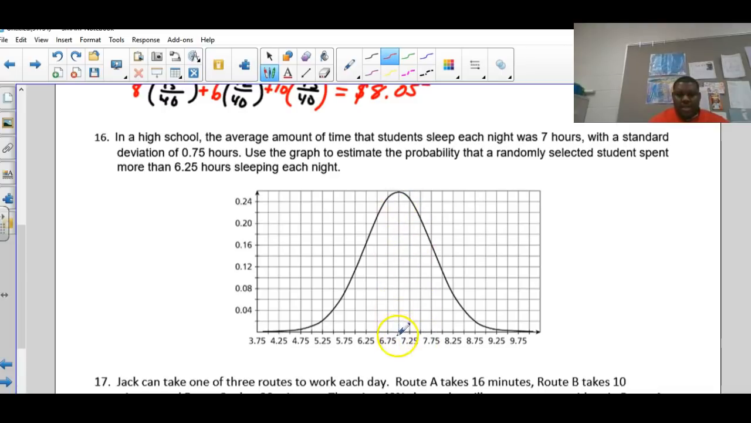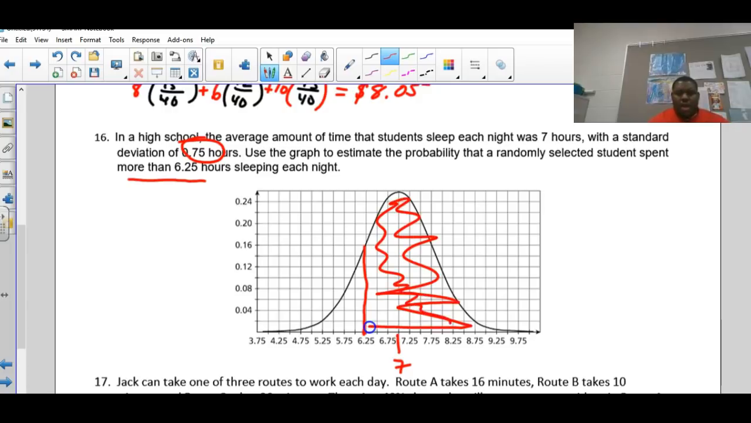In the middle, that's 7. They said the standard deviation is 0.75. So if I go 7 minus 0.75, that gives me 6.25. That's one standard deviation right there. The question says, estimate the probability that a randomly selected student sleeps more than 6.25 hours. So more than will be this way, all of this, right?